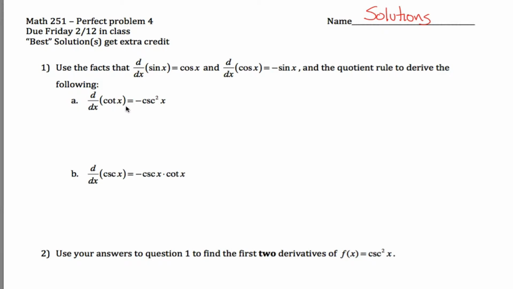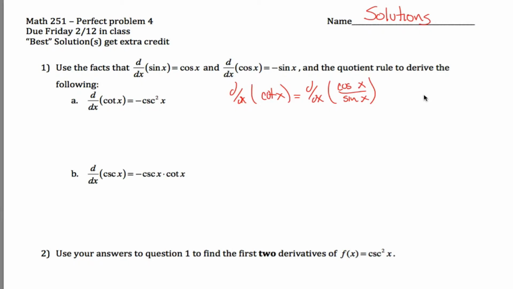So you like quotient rule, that usually happens when you got something that looks kind of like a fraction. I don't see any fractions here. True, but cotangent you might remember is 1 over tangent, and you might remember tangent is sine over cosine, and so therefore cotangent is cosine over sine. Okay, now I see the fraction, so I can use the quotient rule.